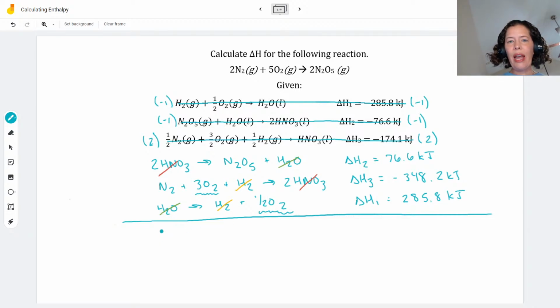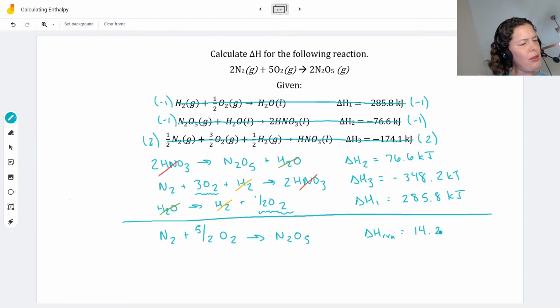Okay, so let me just bring everything down and see what I've got at this point. I have 1 and 2. And again, this is 2.5, which I'm going to write as 5/2 O2. And then that is giving me just 1 of my N2O5. I'm also going to go ahead and add these delta H's. So now this is my delta H of my reaction, and I'm getting 14.2 kilojoules.